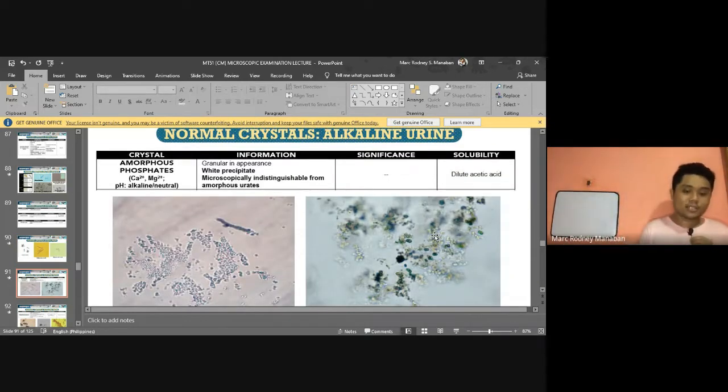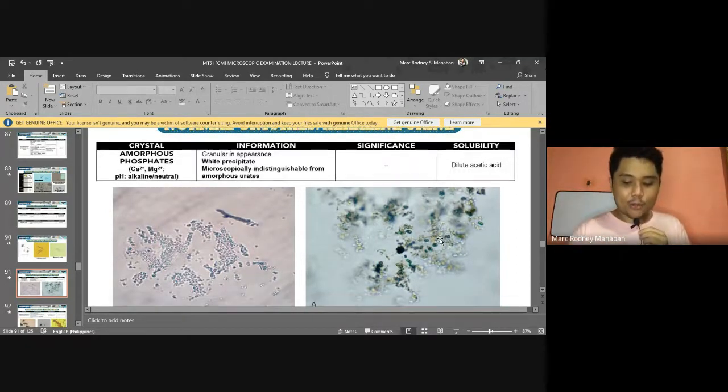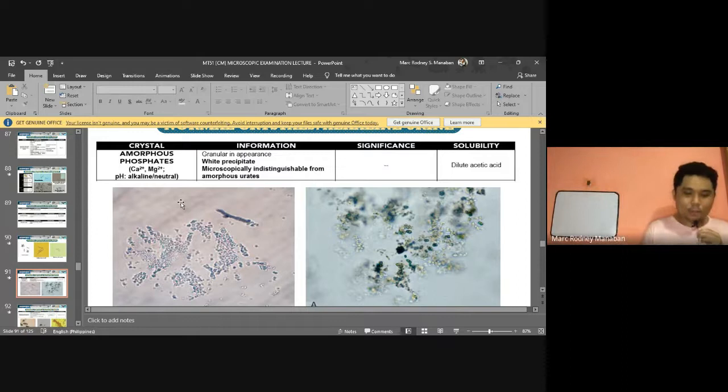Now we go on to the normal crystals found in alkaline urine. So of course, the counterpart of amorphous urates is amorphous phosphates. So amorphous phosphates are seen in alkaline urine. Their appearance is the same as amorphous urates. It's granular in appearance. It produces a white precipitate. And microscopically, again, they cannot be distinguished from amorphous urates. So how do you differentiate? You look at pH and solubility.